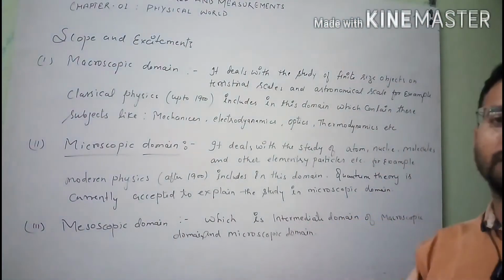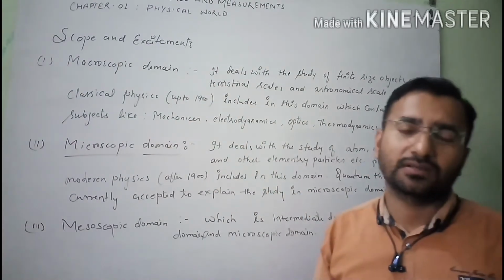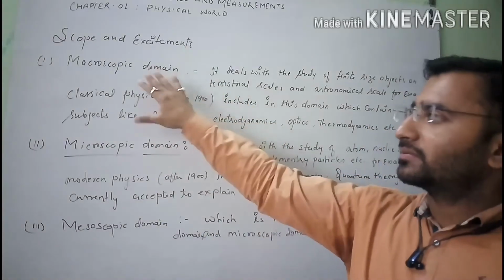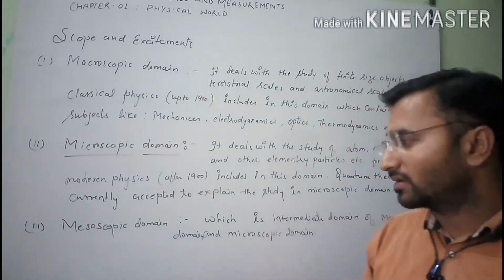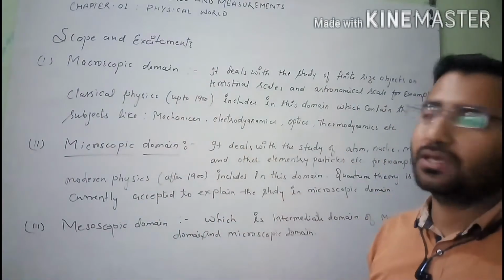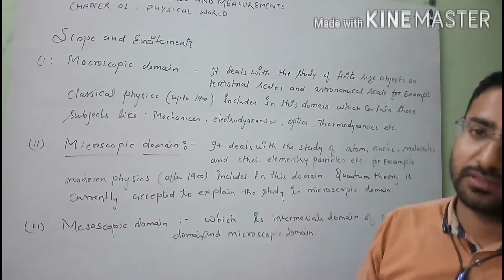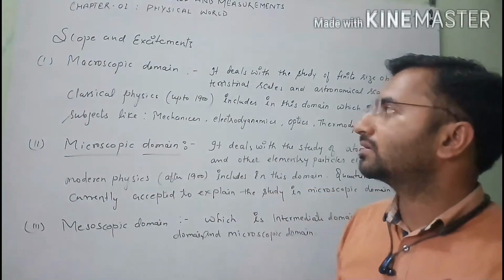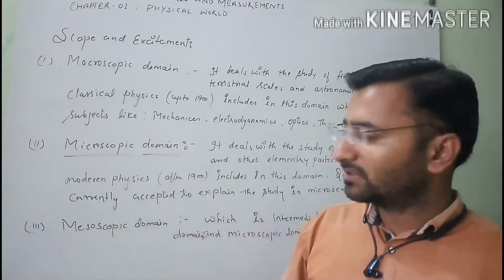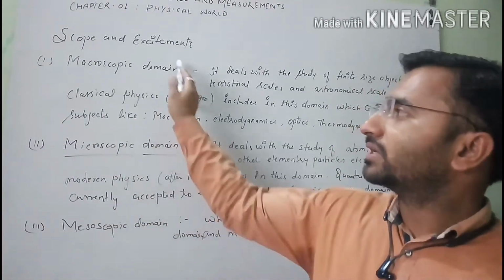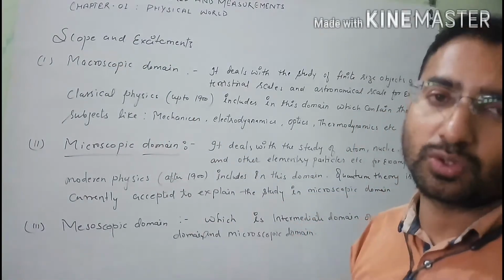So here, student, I have written the scope and excitement in physics. There are two types of domains, but I have written a third one here, the mesoscopic domain, but the main ones are two. When we discuss the scope and excitement in physics, we will study two types of domain: one is the macroscopic domain and the second is the microscopic domain.